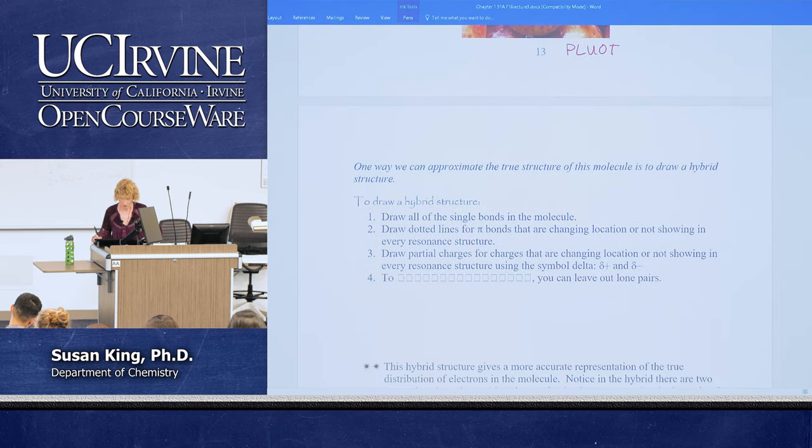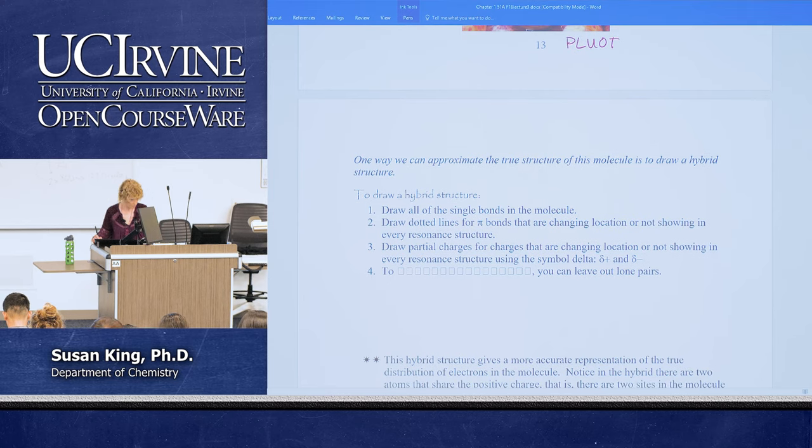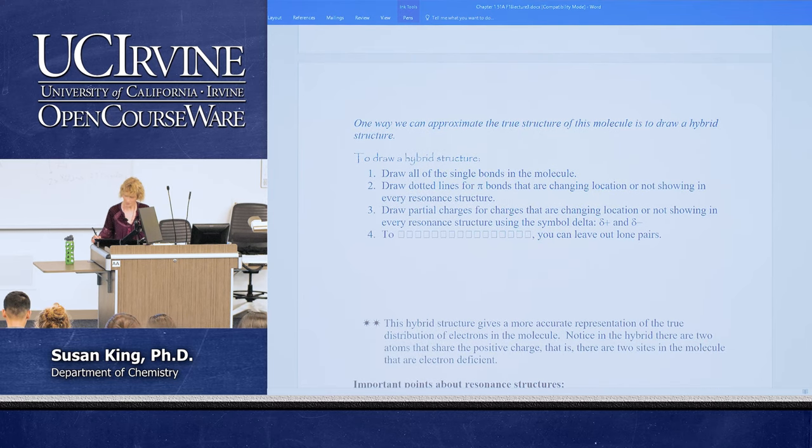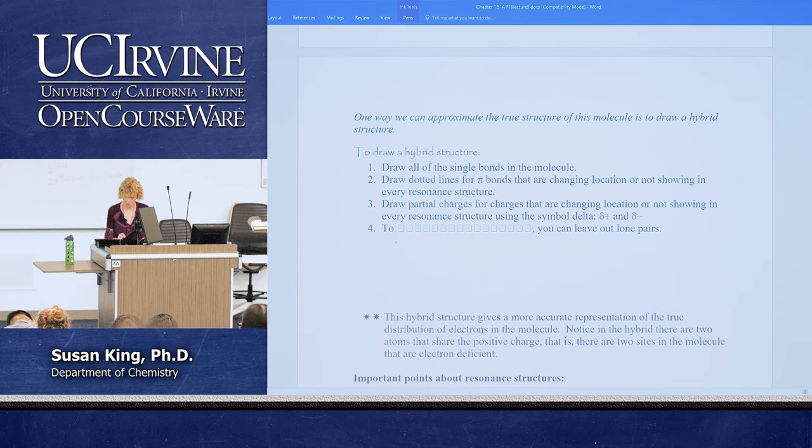So what we're going to do is we're going to draw a hybrid structure. Now again, weird stuff happens when you go from a Mac to a PC, so number 4 should be correct on your page. So I want you to be able to draw hybrid structures, and I think that seems to be the hardest thing in this chapter for students, to draw the hybrid. So what you're going to do is you're going to draw everything that's not changing, all of the single bonds. You're going to draw dotted lines for pi bonds that are changing location or not showing in every resonance structure.